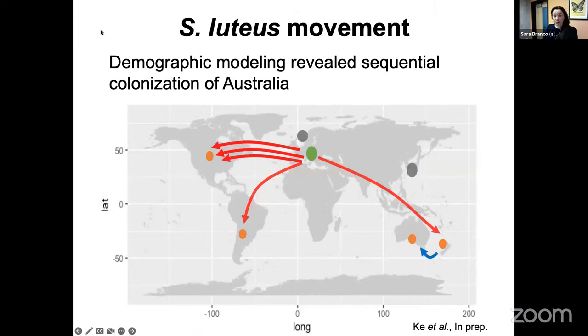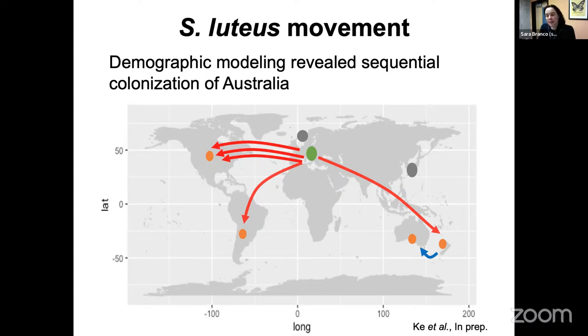So he also did a demographic model to understand how the species spread out. And the demographic model supported this hypothesis of multiple introductions to North America from Europe, and one introduction to South America. And what's interesting in Down Under is that it seems like Suillus went to New Zealand first and then secondarily colonized Australia.